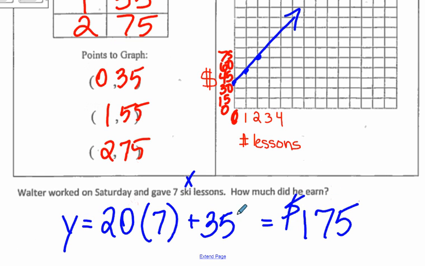Now, when we come down here, hopefully you understood that 7, that's the number of ski lessons, and that's our x. So we would plug that in for our x. So we're going to have y equals 20 times 7 plus 35, which will give me an answer of $175. So if Walter worked and gave 7 ski lessons, he would earn $175.